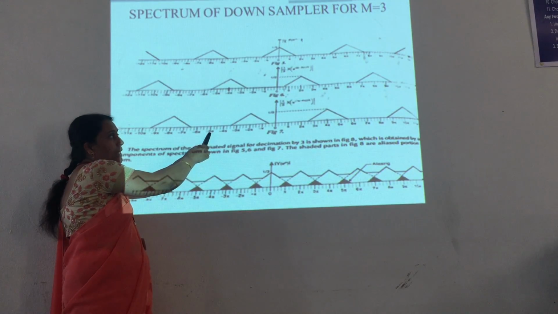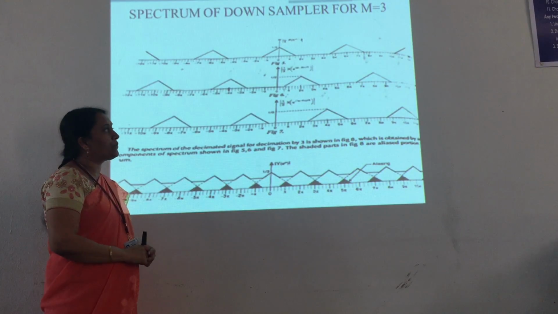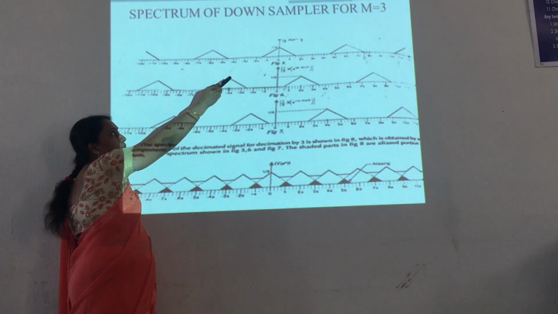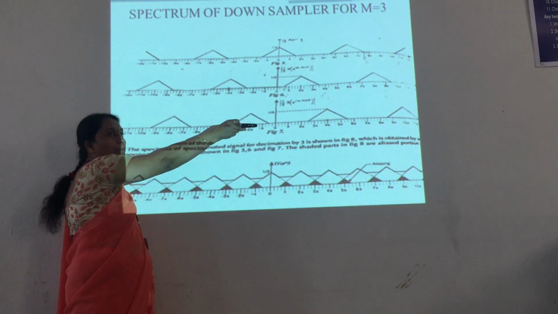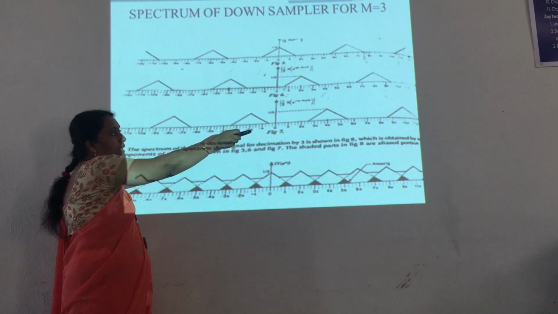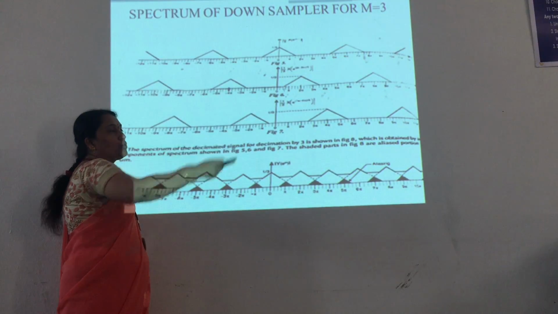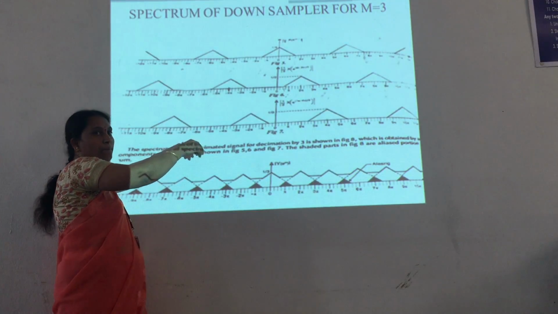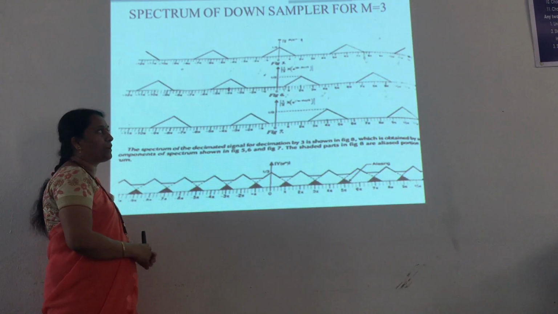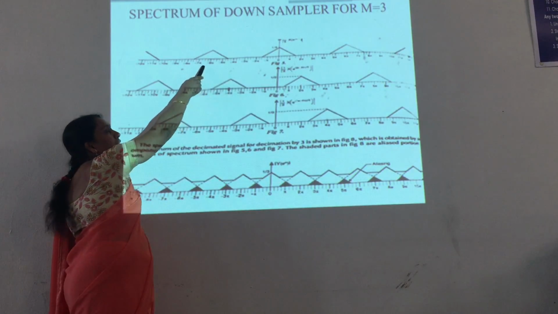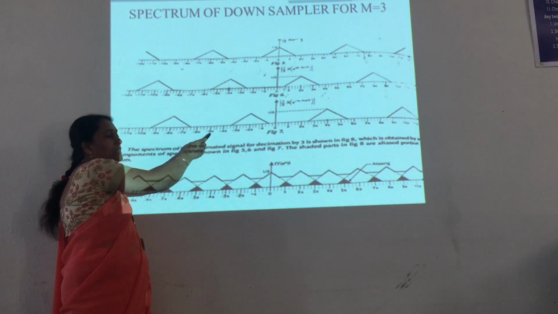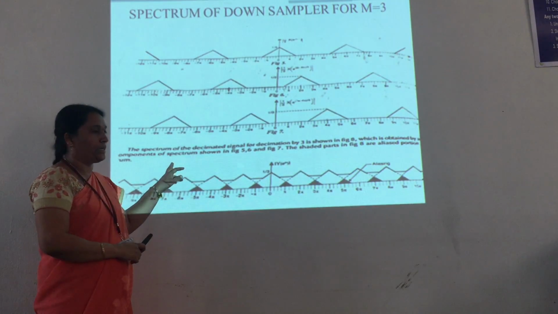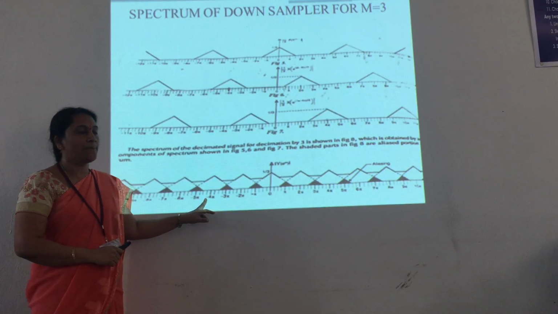Next, the third component is 1/3 X of e^(j(ω − 4π)/3), which means the input spectrum is shifted by a factor of 4π. So this component is placed at 4π, 8π, 12π and so on. So for M equal to 3, the output spectrum of the downsampler contains a total of 3 components: this is the first component, this is the second component and this is the third component. Now the output spectrum is the summation of all these 3 components.